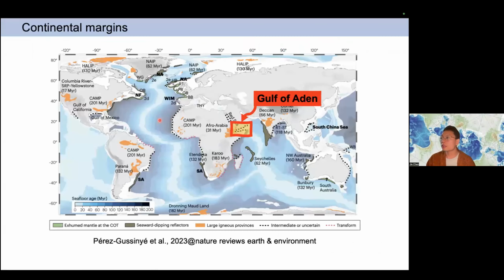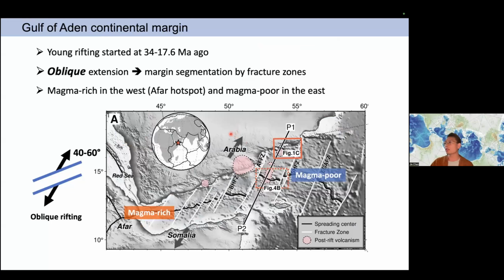Continental margins are important for understanding continental breakup and plate divergence on Earth. Our study area, the Gulf of Aden, is located to the north of the Indian Ocean and to the south of the Red Sea. This margin is between the Arabian and Somali plates. This is the extension direction.